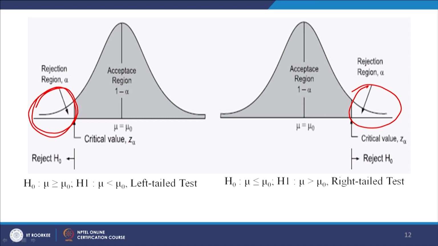Now, for example, here H0 is mu greater than or equal to mu 0, and H1 is my alternate hypothesis, mu is less than mu 0. When mu is less than mu 0, that means I am saying the population mean is less than the hypothesized mean, then it is a left tail test, and when it is more it is a right tail test. I think this is clear, one tail, two tail.